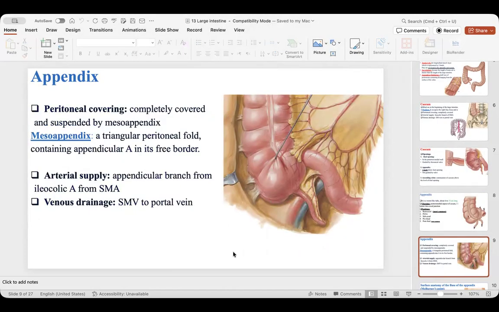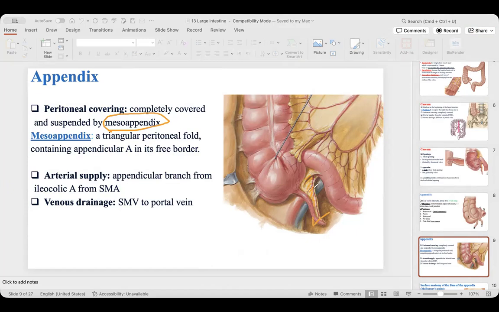What is the peritoneal covering of the appendix? The appendix is completely covered by peritoneum, and the name of the peritoneal covering of the appendix is the mesoappendix. This yellow color is the mesoappendix, the peritoneal covering of it, and it also contains the artery. The mesoappendix contains the appendix and the arterial supply of the appendix.